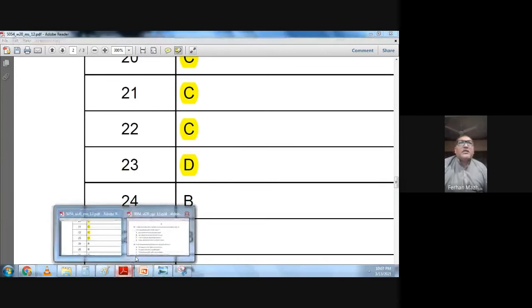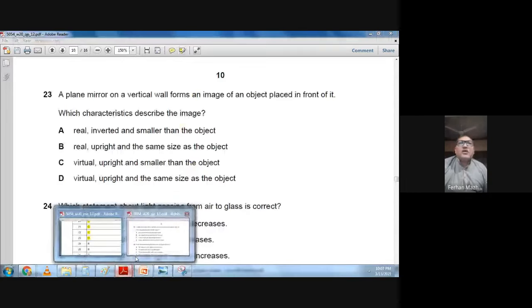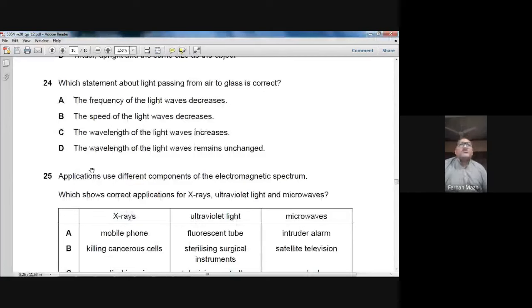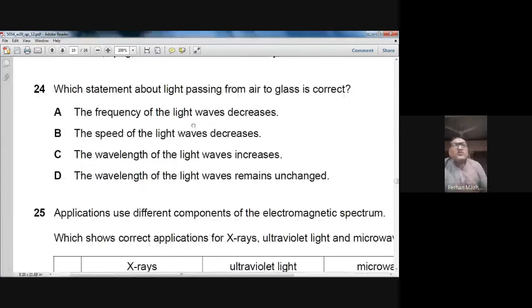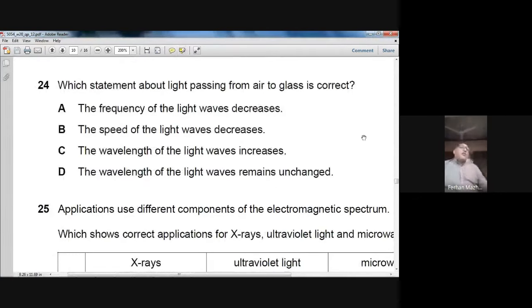Okay, next question on your screen. Question number 24 is showing on your screen. Which statement about light passing from air to glass is correct? The frequency of the light waves decreases. No, in our O-levels course, when light enters from one medium to another, its frequency does not change. So the frequency of the light wave decreases, that's wrong. The speed of the light wave decreases.